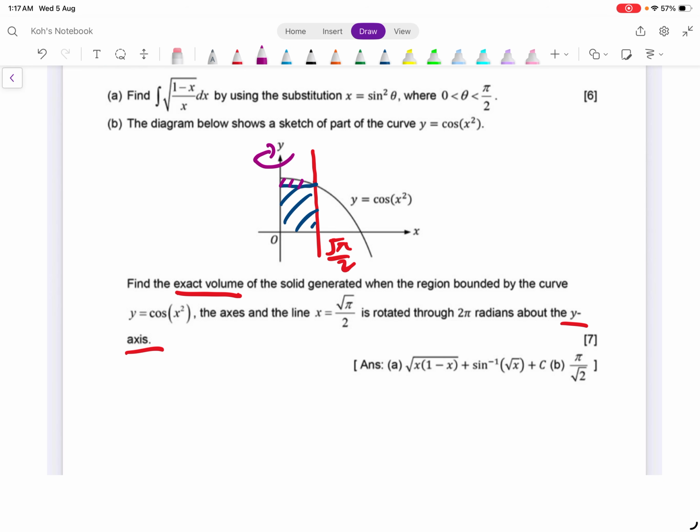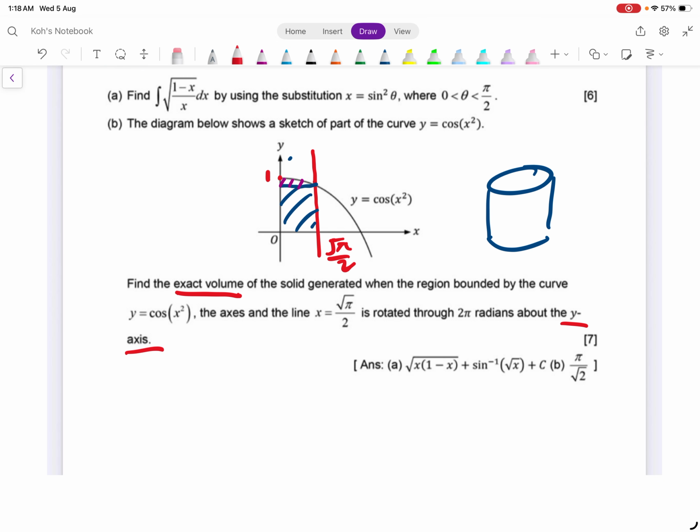Okay, so definitely you can see for the blue region, it's actually a cylinder. Then the purple region will be just an arbitrary solid of revolution. So first thing first, let's determine the y-intercept here. The y-intercept will be 1, because we simply sub in y equals cosine 0 squared, which is just 1.